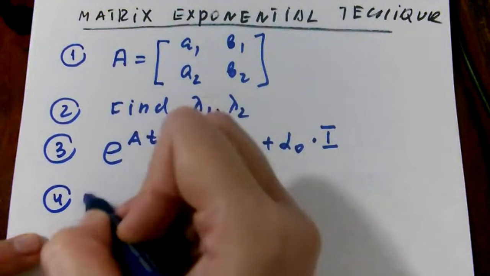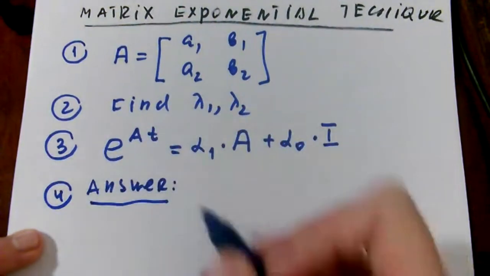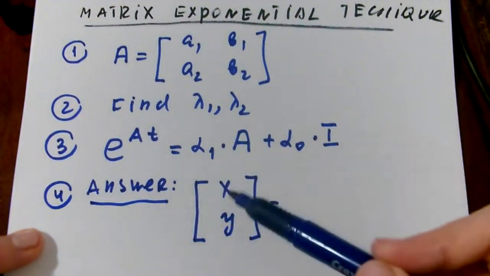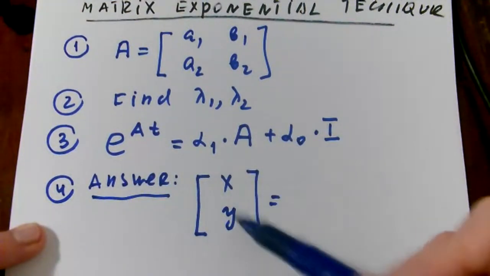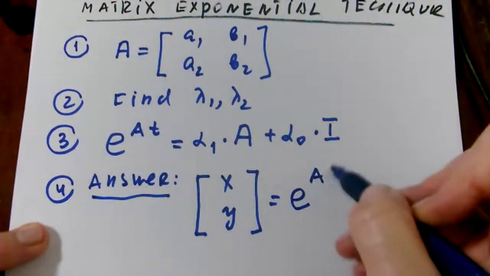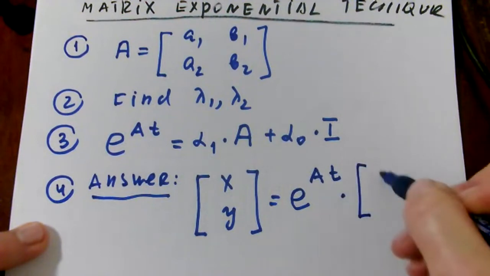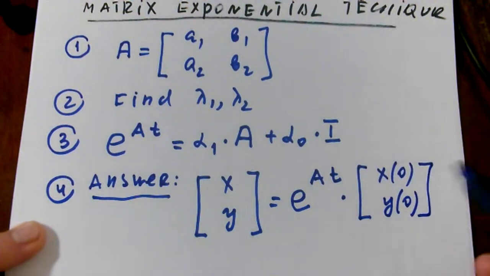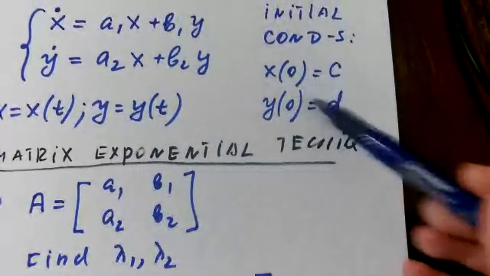And finally, the fourth and the last step is to find the answer. To find the answer, there is a very nice formula. The column of unknowns, which are functions, of course, but I'm deliberately omitting the parentheses, x of t, y of t, because it will make my notations too messy. It's the matrix exponential, which you calculated in the previous step, times x of 0 and y of 0, which are the initial conditions. That's where you use these initial conditions, which were given to you from the very beginning.